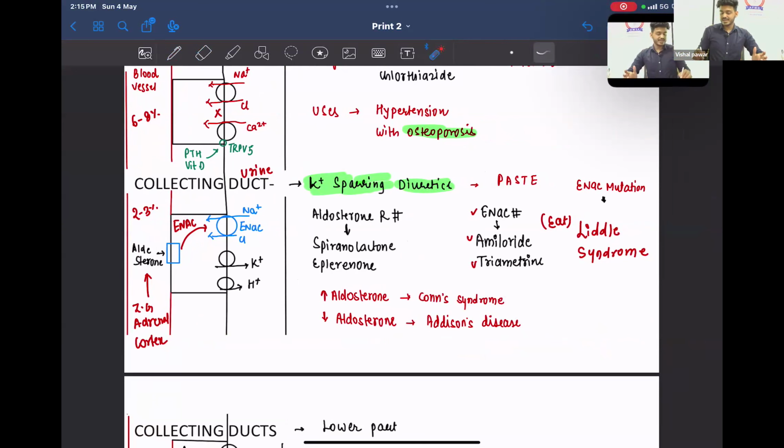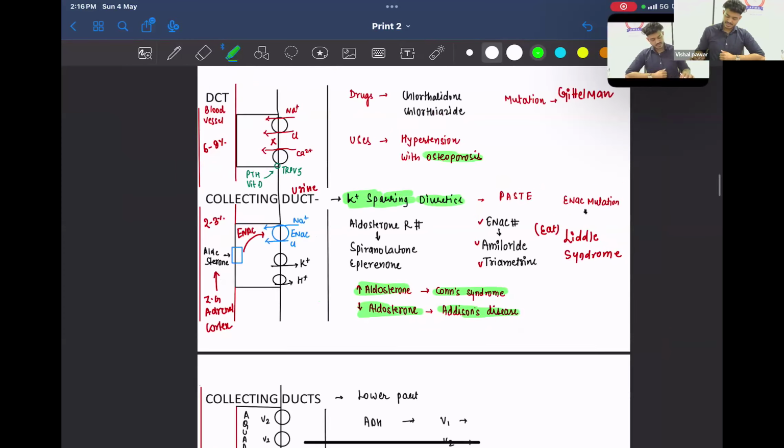Here you will be having an increase in the aldosterone. What is aldosterone decreased? Aldosterone decreased is known as Addison's disease. Aldosterone decreased is going to be Addison's disease, right?